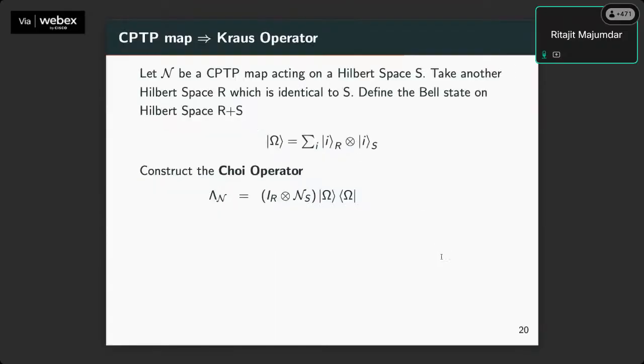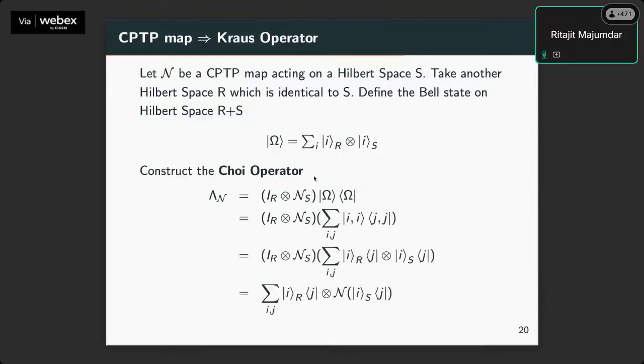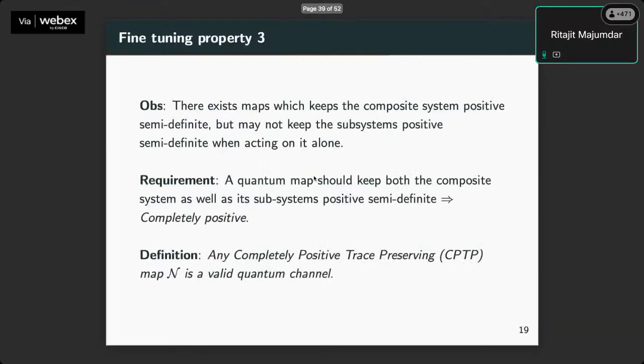I won't go into this. There is something called the Choi operator, by which you take a CPTP map to a Kraus operator. Let's not go into this. This is a bit mathematically involved. But anyway, as I said, if you have a CPTP map, you can always have a Kraus operator representation of that. But just because you have come up with a Kraus operator representation may not imply that the map is completely positive trace preserving. If it is not CPTP, it's not a valid quantum channel. If it is CPTP, there is a Kraus operator representation to that. So any valid quantum channel, you can always represent with a Kraus operator.